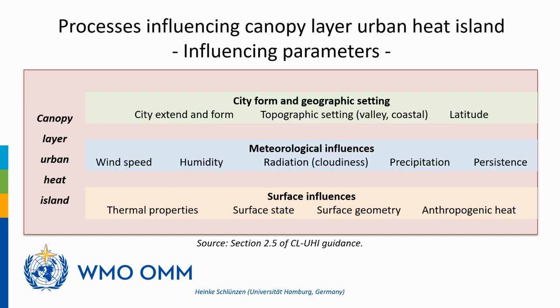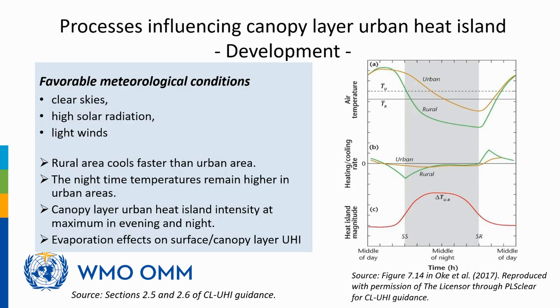And of course, first of all, we analyze processes influencing canopy layer urban heat island, including city form and geographical setting, meteorological influences, main parameters, and also surface influence. Here you can find more information in section 2.5, and I'll go into details. For processes influencing it, meteorological conditions usually include clear sky, high solar radiation, and light winds. And here you can see quite a classical picture with dynamics.